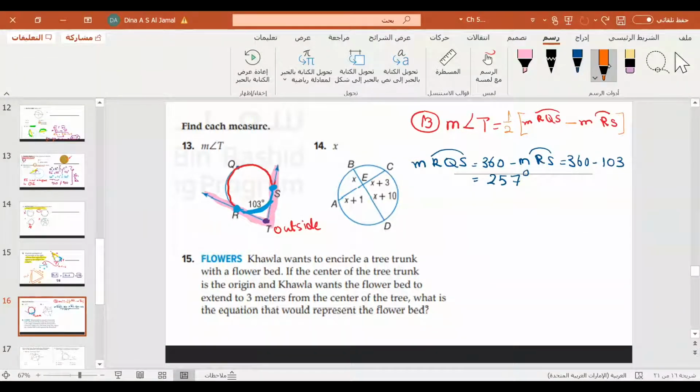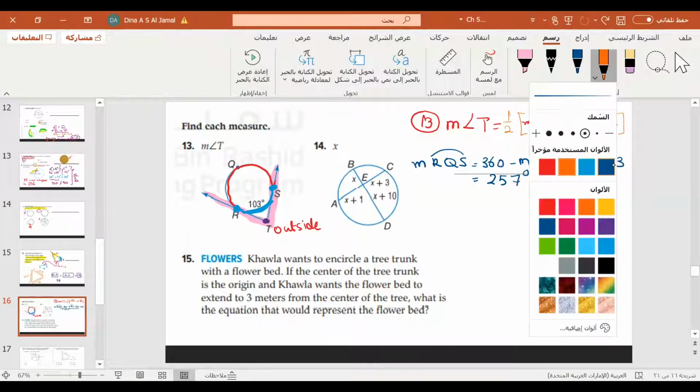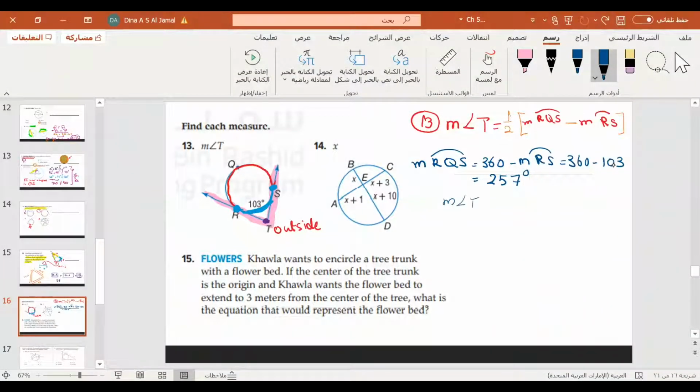Good. Now let's substitute. Your measurement of T will be 1/2 times 257 minus 103, which will give you the measurement of T as 77 degrees.